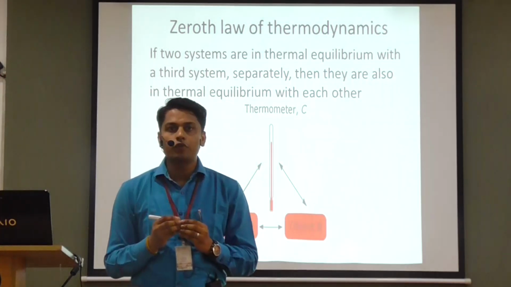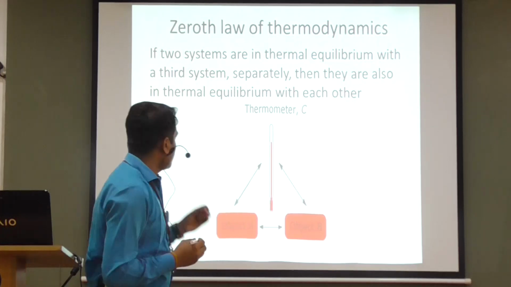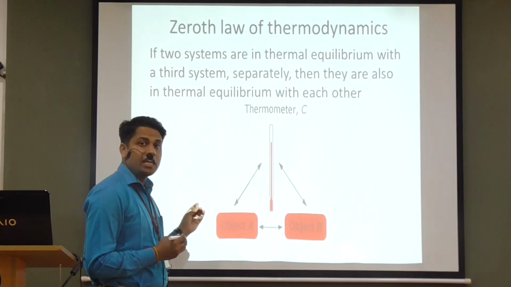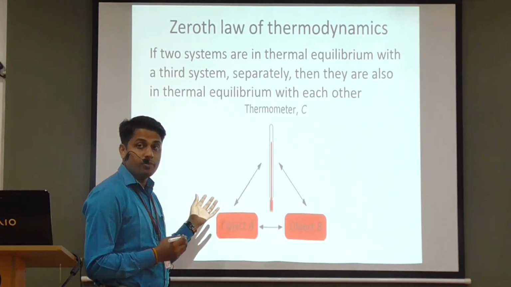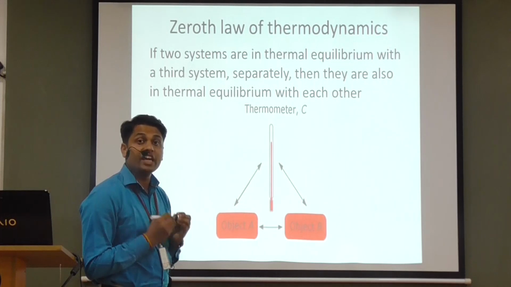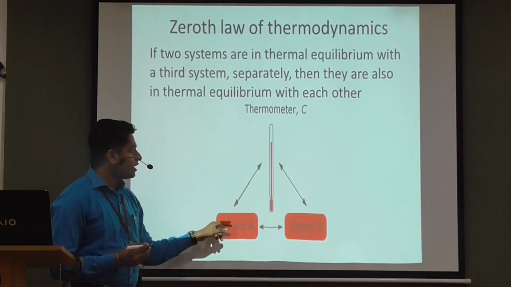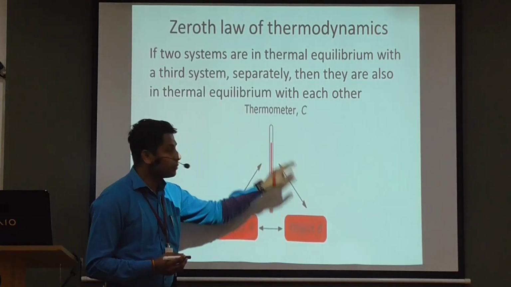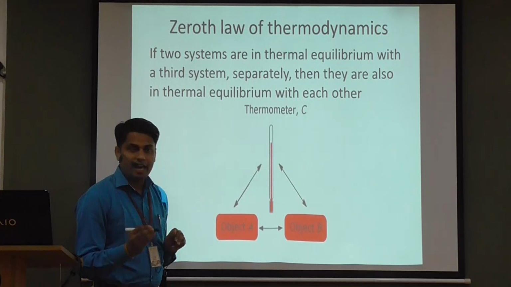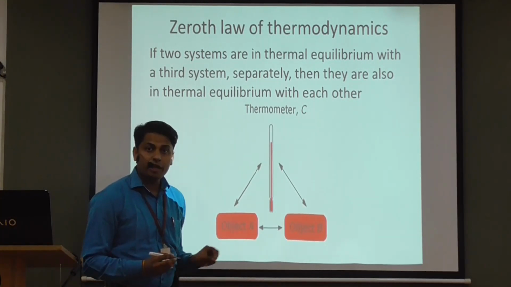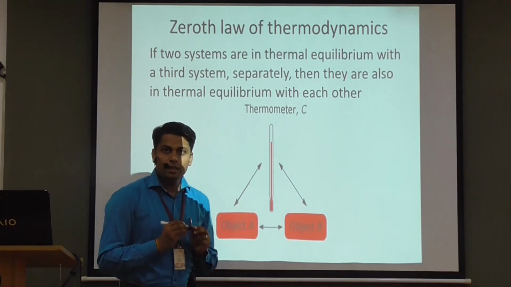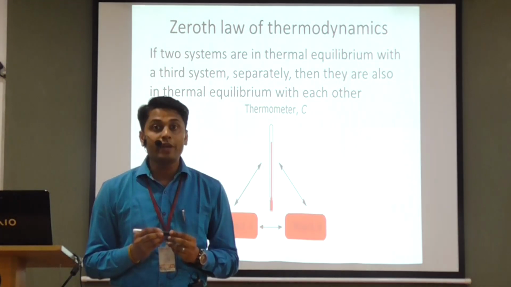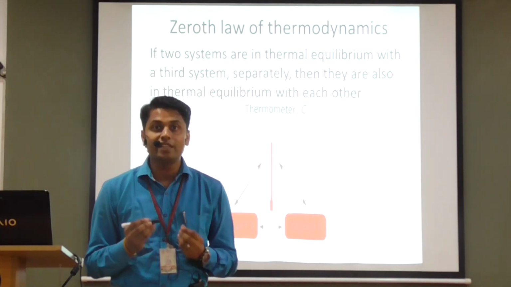What is the Zeroth law of thermodynamics? If two systems are in thermal equilibrium separately with a third system, then they can be said to be in thermal equilibrium with each other. Now, if A is in thermal equilibrium with C and B is also separately in thermal equilibrium with C, then we can say that A and B are in thermal equilibrium with each other. The main application of the Zeroth law of thermodynamics is in the measurement of temperatures, that is, they are used in thermometers.